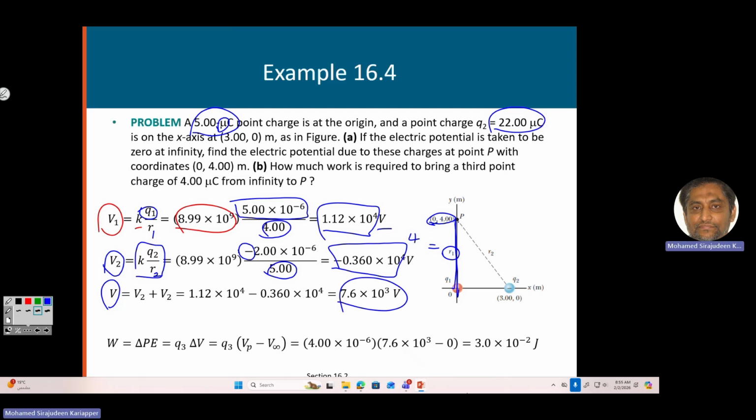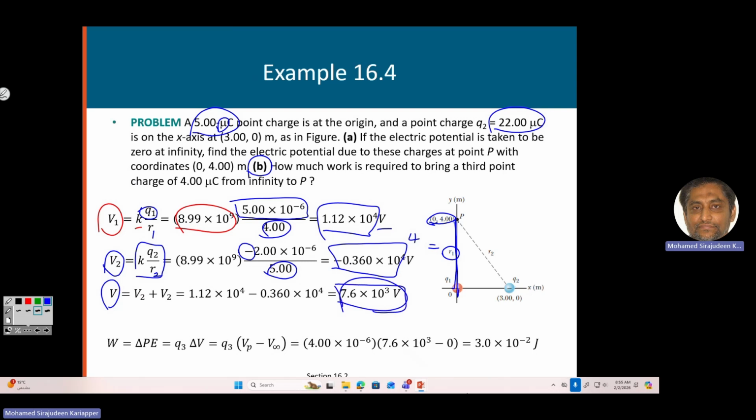Then part B: how much work is required to bring the third point charge, 4 microcoulomb, Q3. I want to bring Q3 from an infinite distance away, so it will have no effect there; it is 0 potential. You're going to bring it from infinity to that point. At infinity, it has 0 potential, and you have to bring it to this point, which has this much potential due to these two charges.